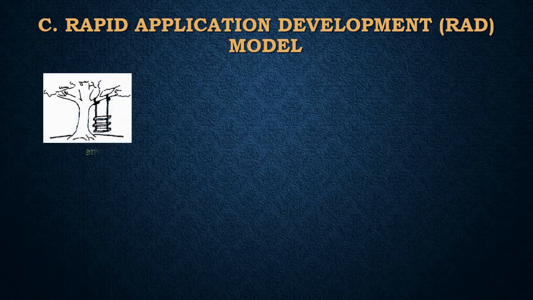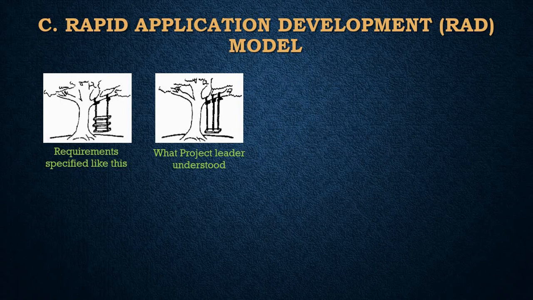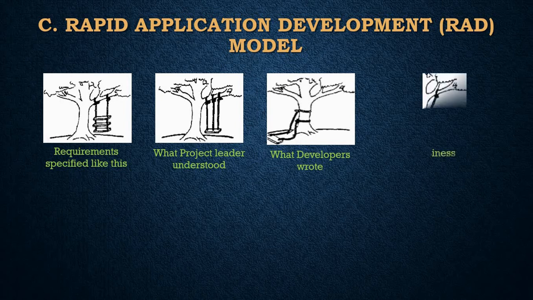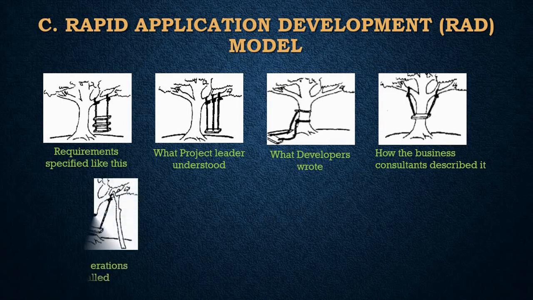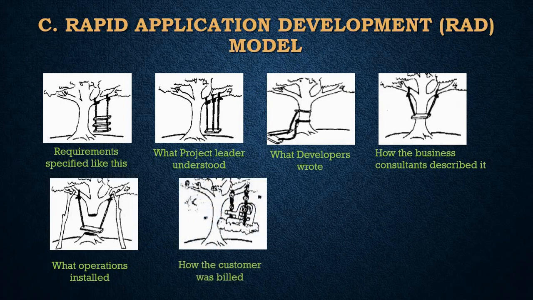This picture describes how the customer explained his requirements about the software. And this is what the project leader understood after discussion with the customer. When the project leader conveyed the requirements understood by him, this is what the developers programmed for the software. This is how the business consultants described it. As the outcome of this project, these operations were installed on the customer's site. And this way, the customer was billed. But, actually the customer needed this.